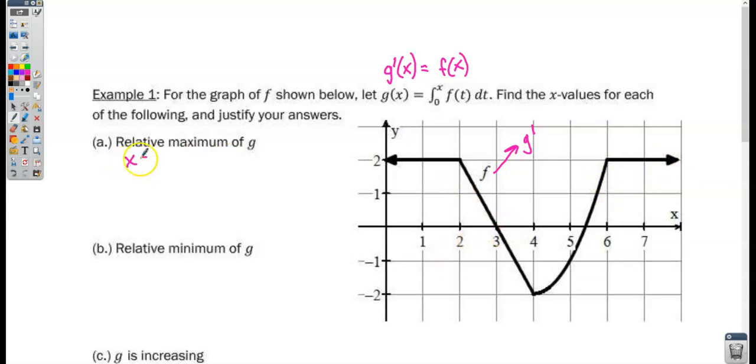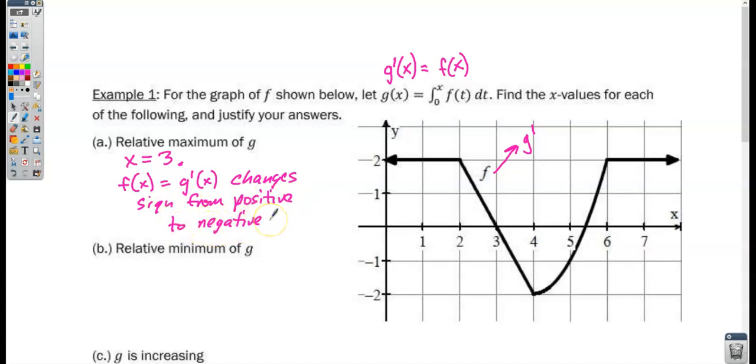That happens at x equals 3. And my justification for my answer is that f of x, which equals g prime of x, changes sign from positive to negative at that value.